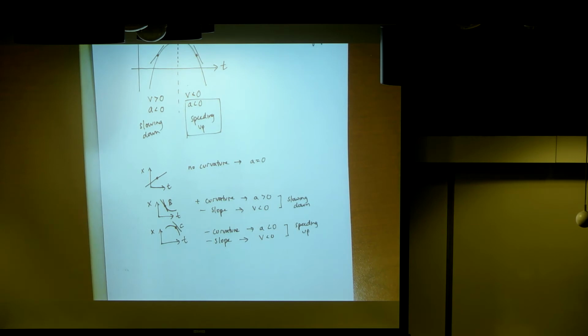So hopefully you're taking away what I wanted to emphasize about the sign of acceleration, okay? You have to look at it as it relates to your sign of velocity to really say if something's speeding up or slowing down. So, we good on that?